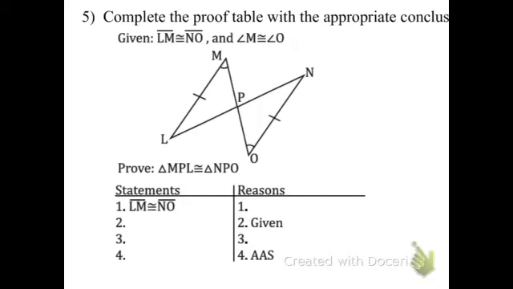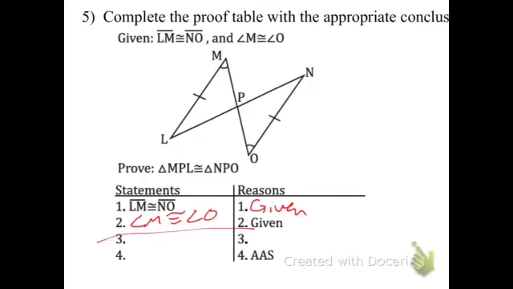Moving down to the bottom part, you've got to list some reasons, and the conclusion is kind of like our two-column proof idea. LM being congruent to NO, that's a given. That's right up there on the list. And the next given is the next thing on the list. Angle M is congruent to angle O. And that's those two angles.